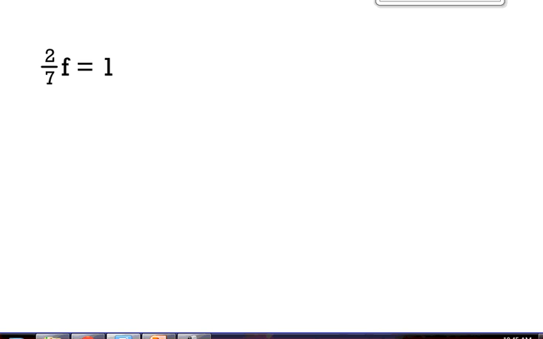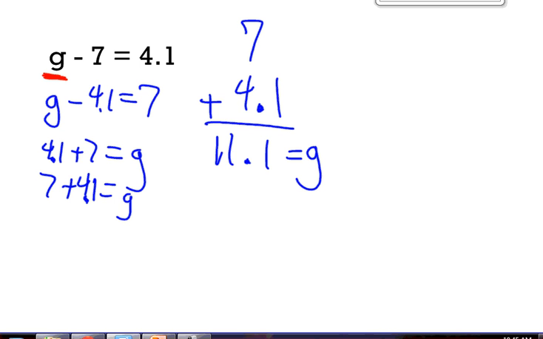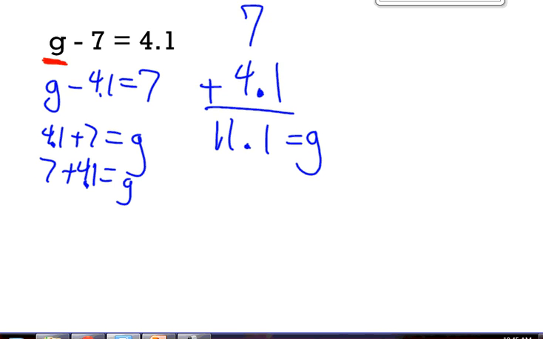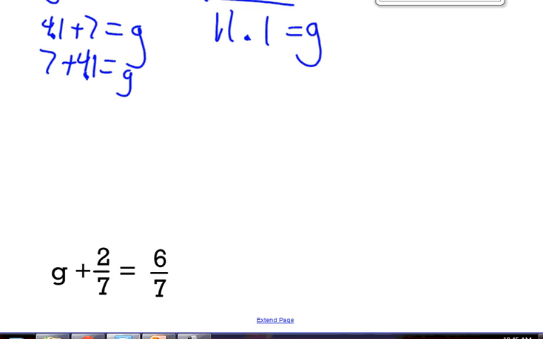We can do it with multiplication and division also. Yeah, there it is. Right. P plus 2/7 equals 6/7. In the end, we're going to use the same principles that we have been using.